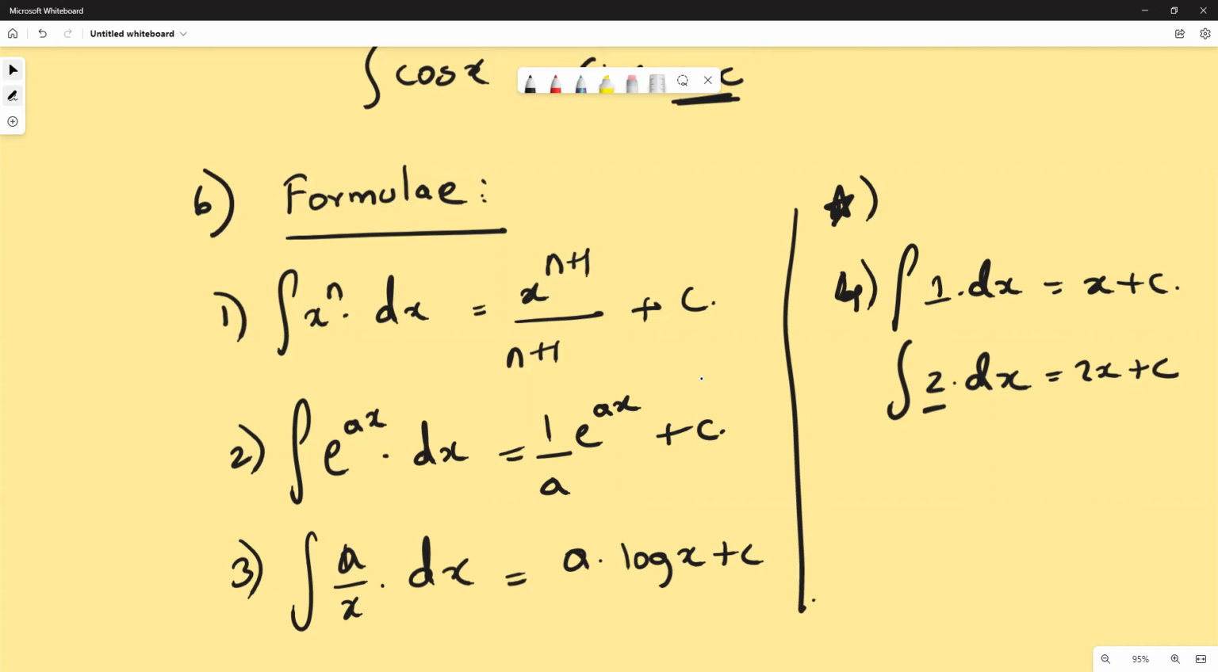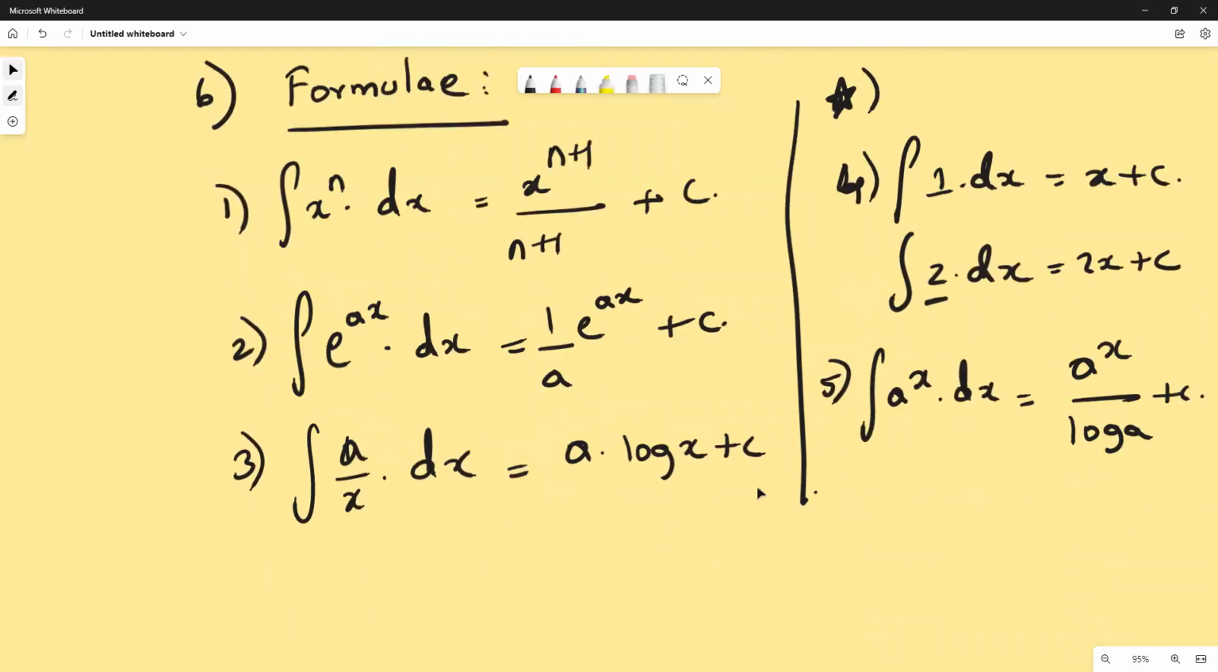Now, most of the times we are dealing with many algebraic functions, and one such function is a power x dx, which is nothing but a power x by log a plus c. So if you're perfect with this formula, you will be able to integrate the exponential, algebraic, and logarithmic functions altogether. Now let me demonstrate this to you with the help of a problem.